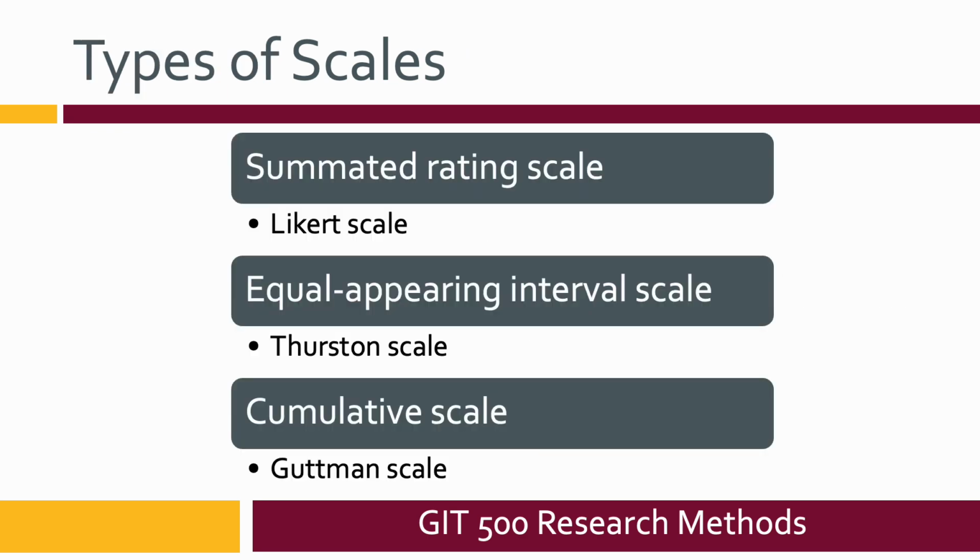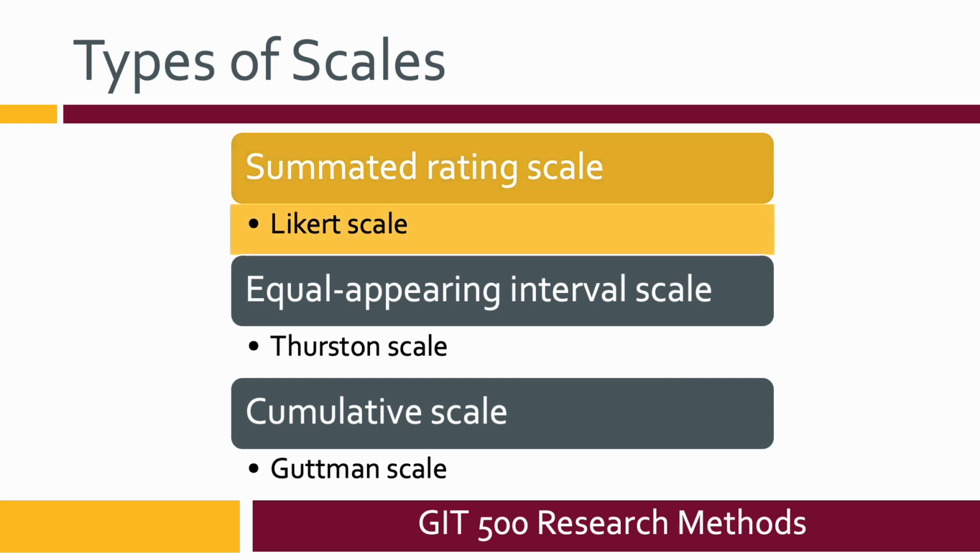There are different types of scales. There's the summated rating scale, the equal appearing interval scale, and the cumulative scales. And those are the names of them: Likert, or Likert, depends on who you talk to, Thurstone and Guttman. We're mostly going to be talking about the Likert scale.